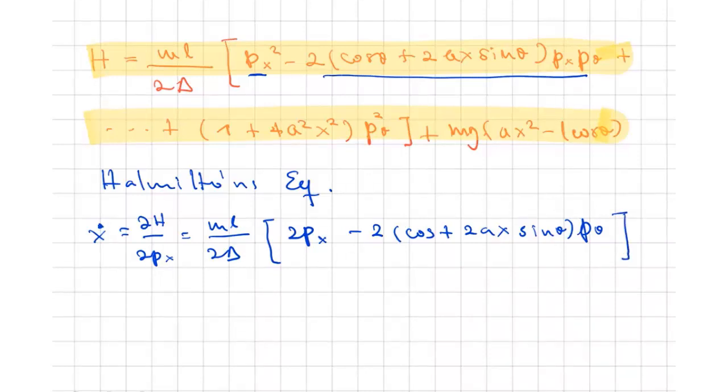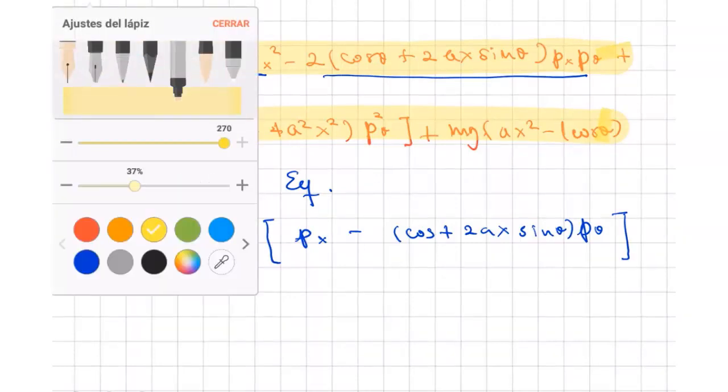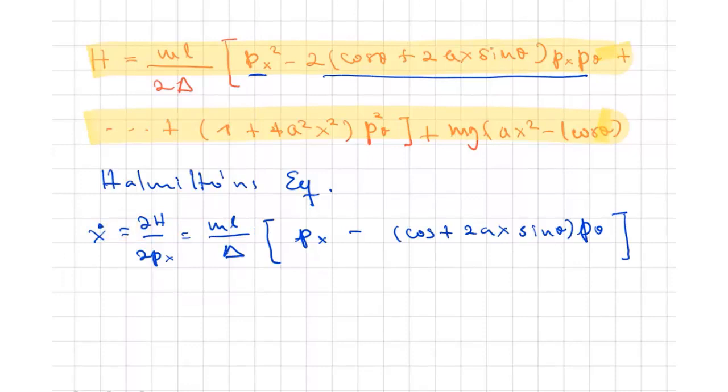All right, now if we simplify these two with this, we have 2 delta px. Okay guys, and this would be this first equation.